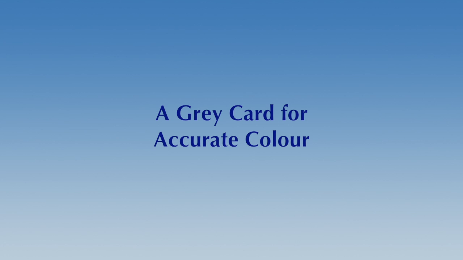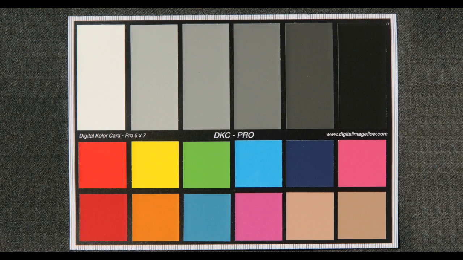Using a grey card for accurate color. After setting the correct white balance option in the camera, there's an additional way to get correct color temperature. That is by using a digital color card, such as this one. There are a number on the market and the colours and greys are very accurate.